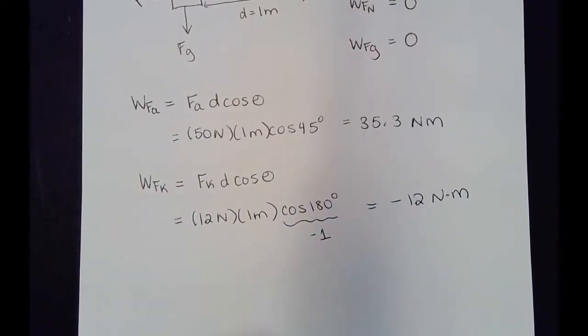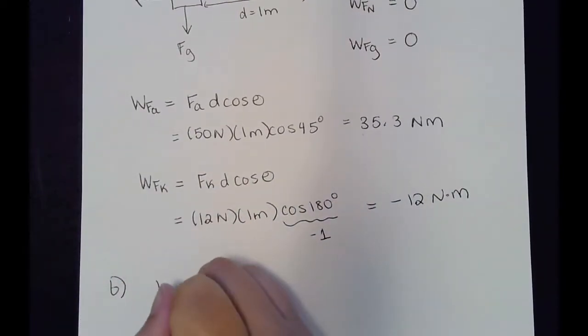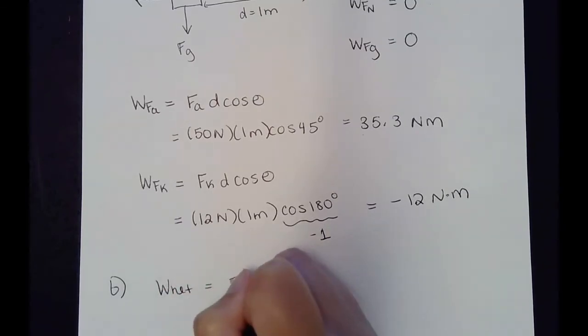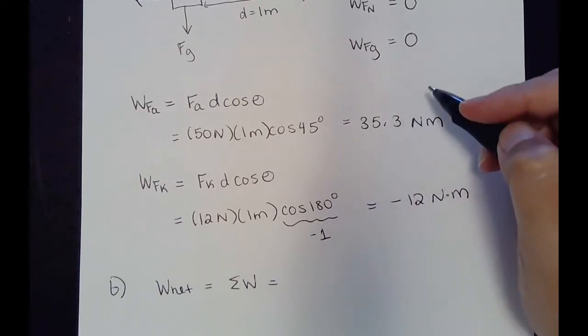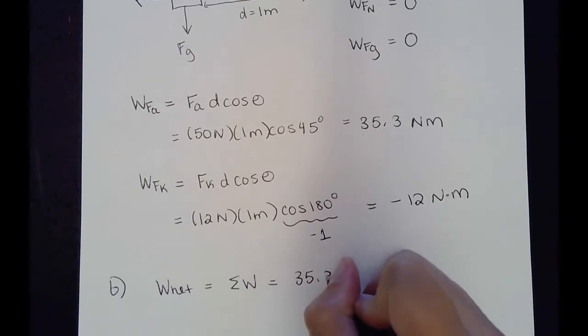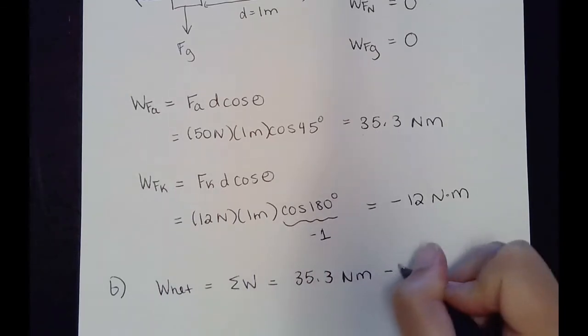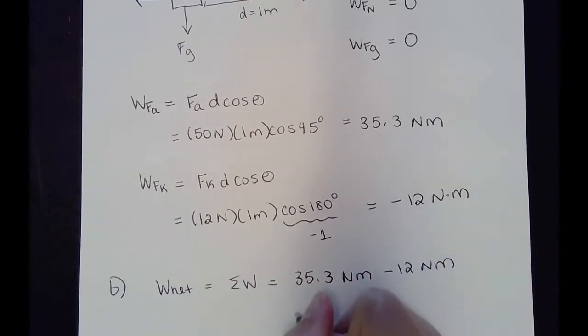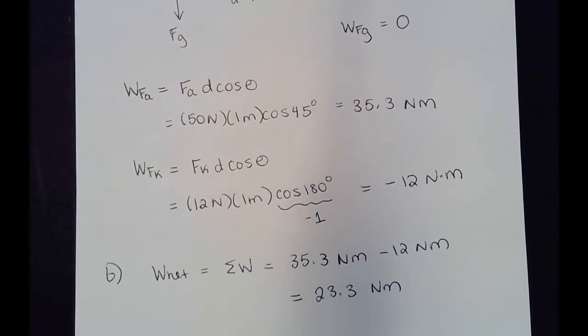All right, now for part B, when we look at finding the net work, since we've already found the work done by each force individually, we can add them up to find the net work done on the box. So 0 plus 0, then we have 35.3 Newton meters minus 12 Newton meters, which is 23.3 Newton meters for the total work done on the box. So we have the applied force adding energy to the system and friction removing energy from the system to leave an overall net positive work done.